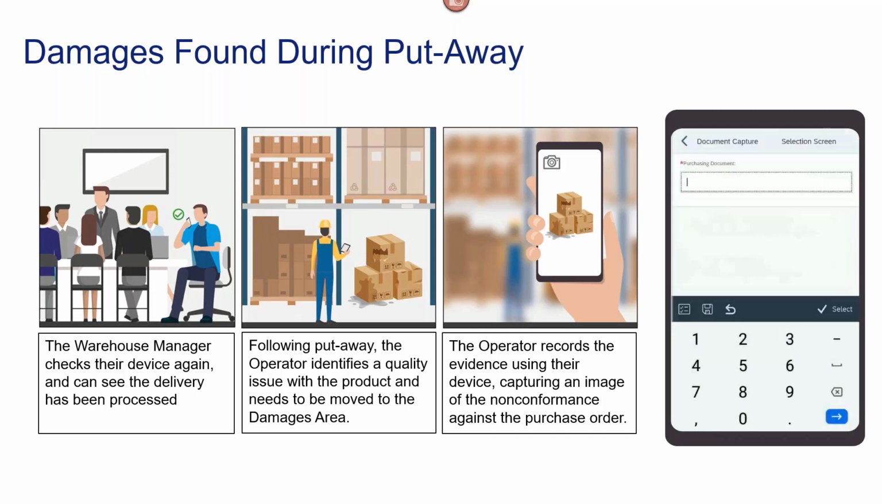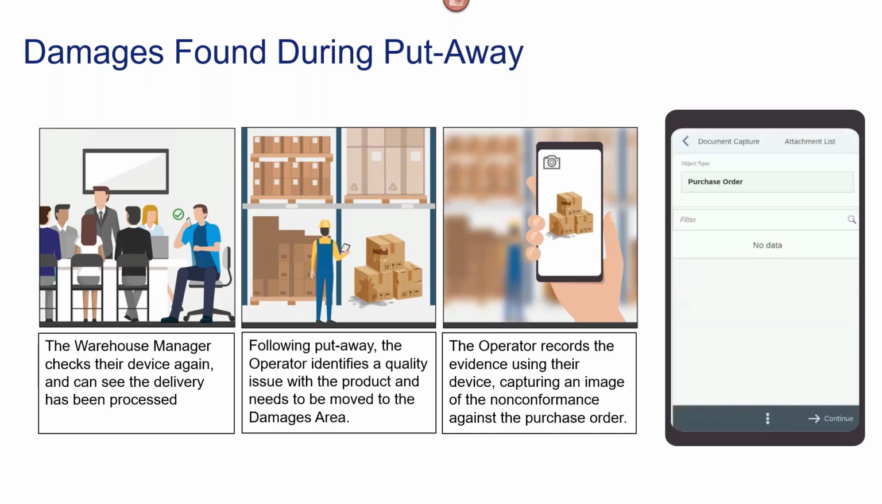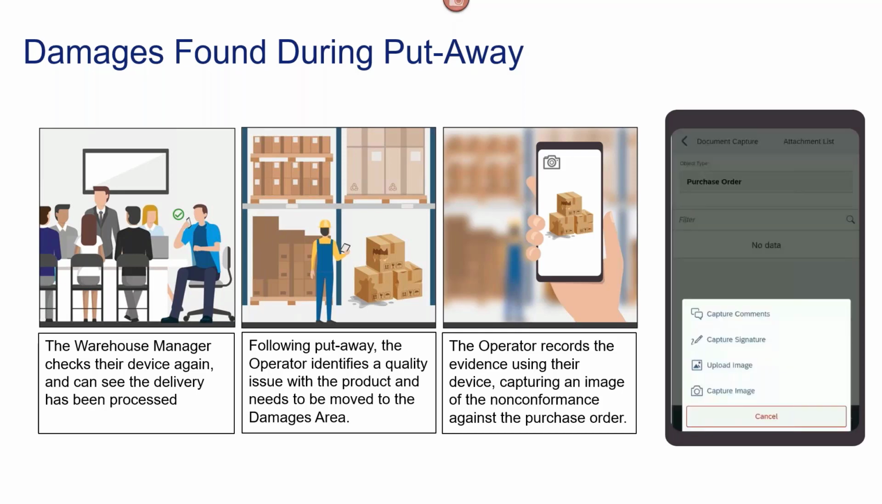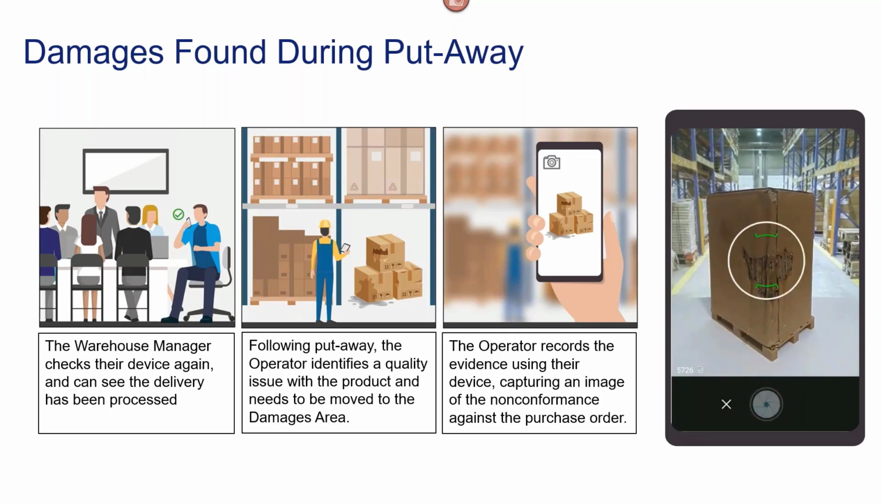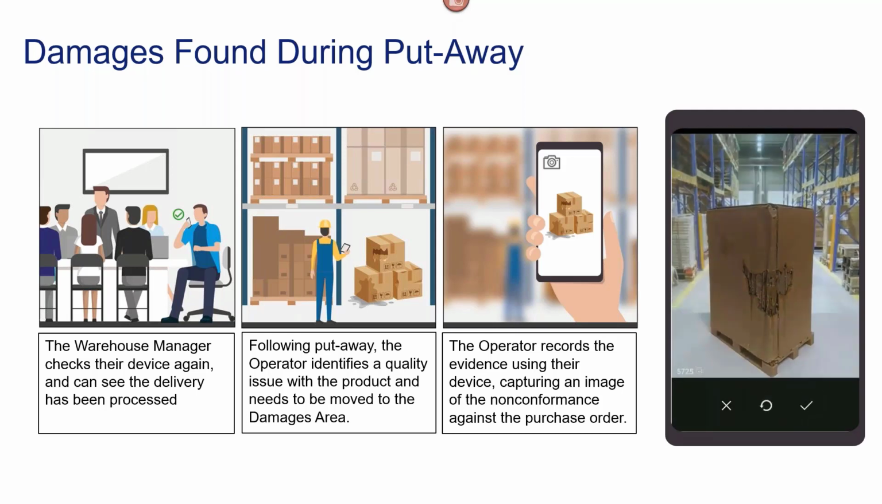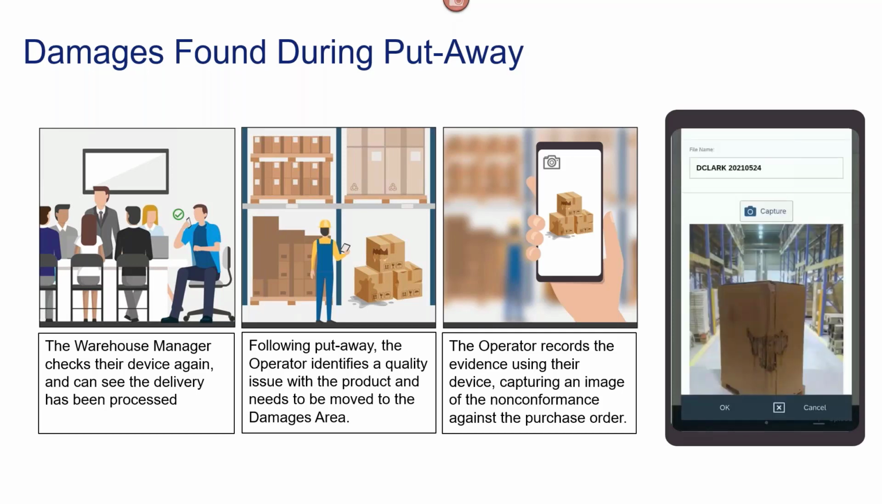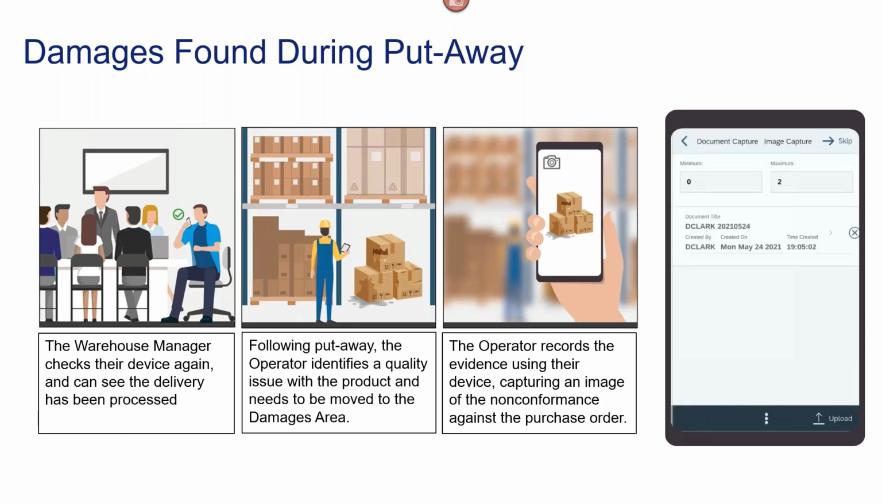Now on the part of put away, the operator actually notices that there's a leaky quality issue on one of the products, and is now going to notify using the document capture application. Now we're using the purchase order here as the example, but you could use it against the pallet number itself or against the transfer order. There's multiple different scenarios you could use this. So using the device's camera, I'm going to capture an image of that pallet in situ in the location, and we're going to upload that now to SAP.